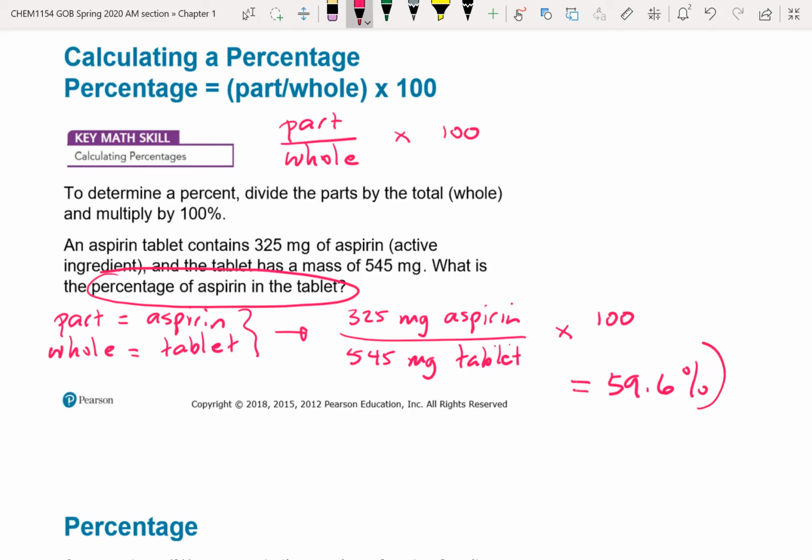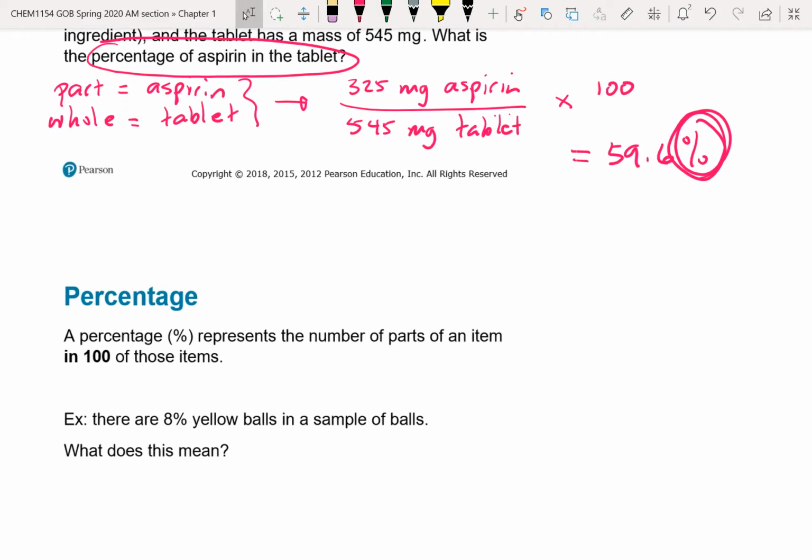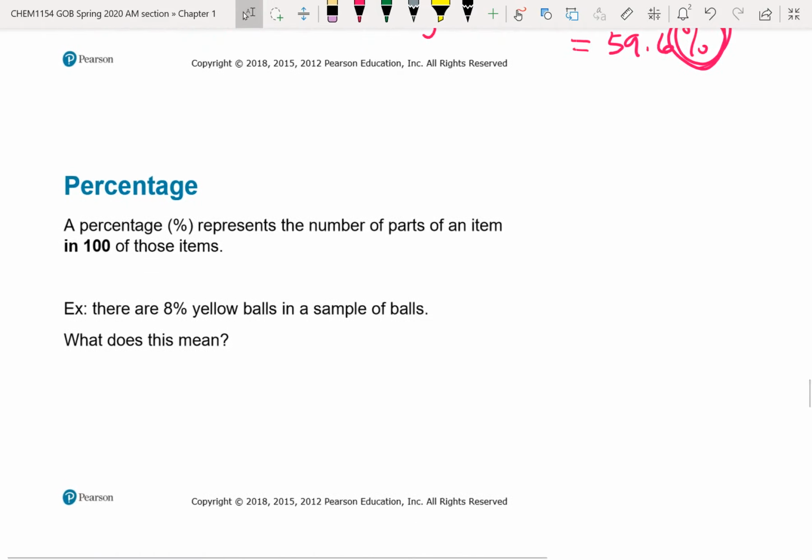Right? And this symbol here means percentage. So our tablet is 59.6% aspirin. That's what percentage, or what fraction, of the tablet actually contains that active ingredient. The point here is the percentage is always the part over the whole, the entire thing. And you have to know those two in order to calculate the percent of anything, whether it's aspirin in a tablet, or something else.